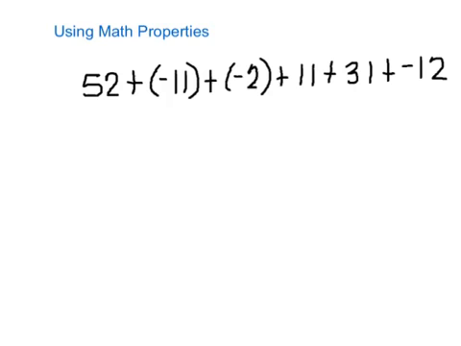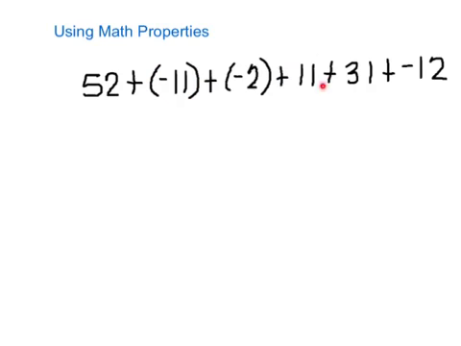Now let's take a look at this problem. Look at all those numbers. This really looks hard. So what we want to do is pick out the properties that are going to help make this into smaller, easier problems for us to do. I can see that I have several positive numbers, 52, 11, and 31, but several negative numbers, negative 11, negative 2, and negative 12. But I also have two numbers that are opposites.